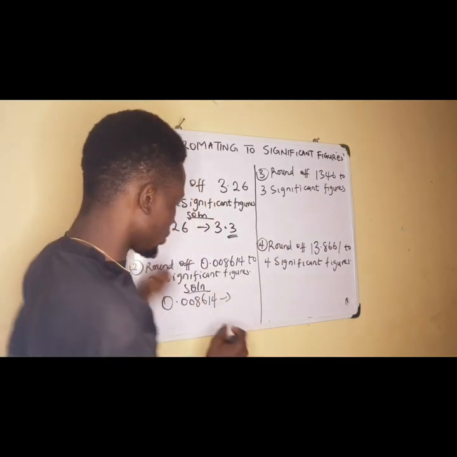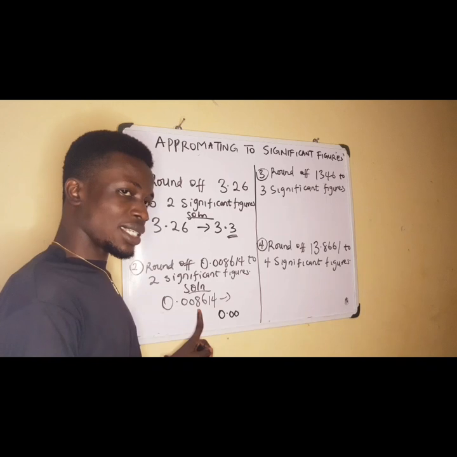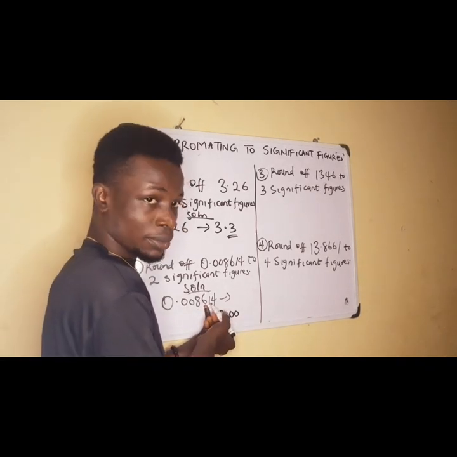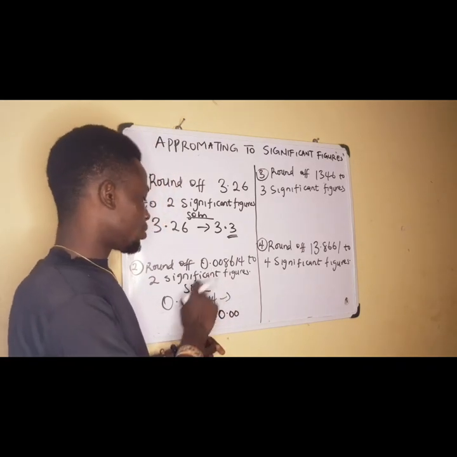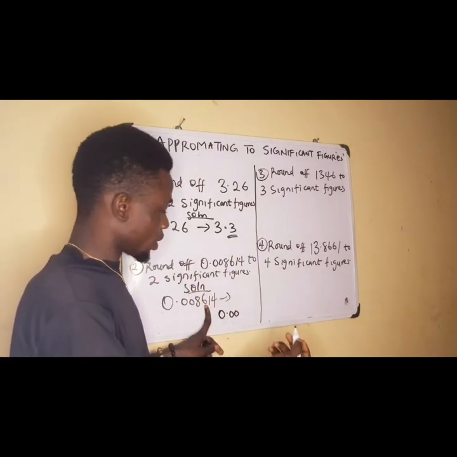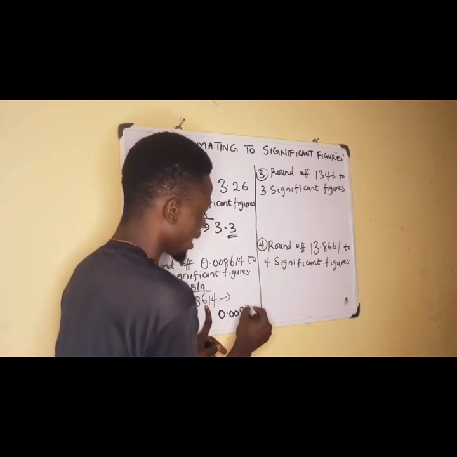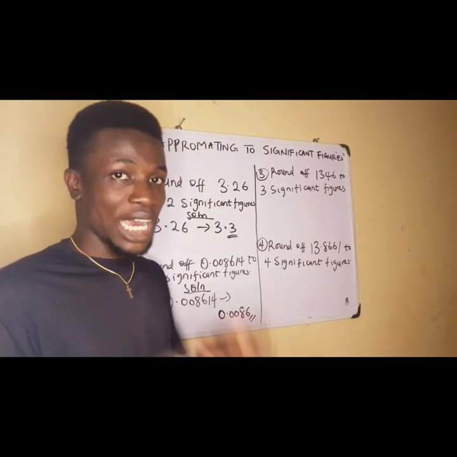So in my final answer, I'm going to have 0.00. Then this is the first significant figure and this is the second significant figure. Then 1 is the next number. We're going to round down. Round down means you're adding 0. I'll add 0 to 6, it will still give you 6. So our final answer is going to be 0.0086. This is to 2 significant figures. I hope you're getting it.